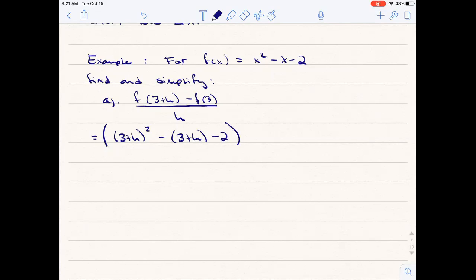Okay, so that's f of 3 plus h. Doing the same thing with f of 3, right? I get 3 squared minus 3 minus 2. A little bit easier on the eyes. And then over h, that's great.